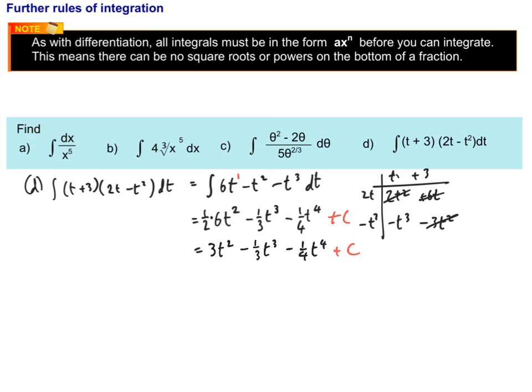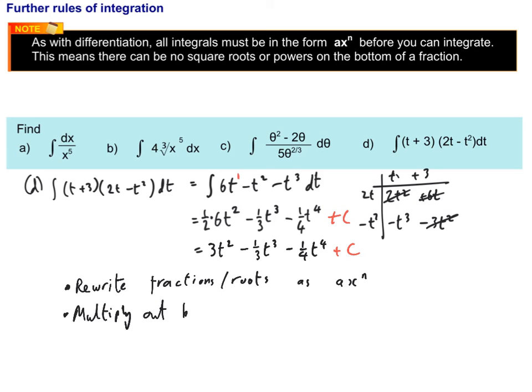So to be successful here, you need to rewrite fractions and surds, or fractions and roots as ax to the power of n. You also need to multiply out brackets and split up fractions. Okay. You also need to be very careful with your fraction work when you're messing about with fractional powers.